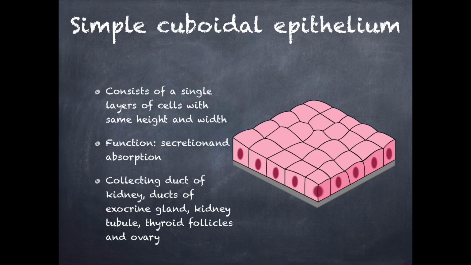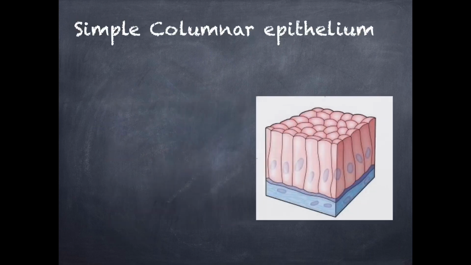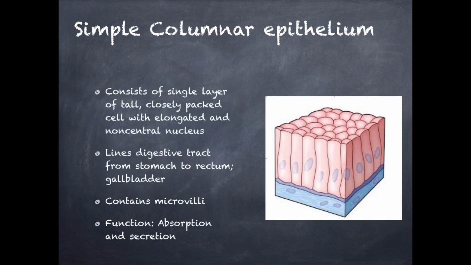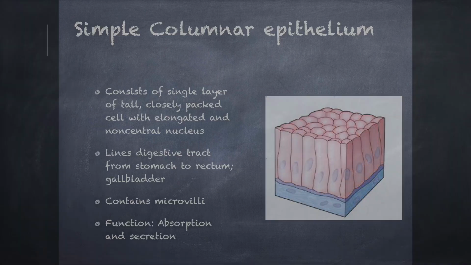These are found in ducts of exocrine glands, surface of the ovary, kidney tubules, and thyroid follicles. Simple columnar epithelium consists of a single layer of tall, closely packed cells with an elongated and non-central nucleus. These tissues are found in the GI tract from stomach to rectum. They are also found in the gallbladder. Main functions include secretion and absorption.